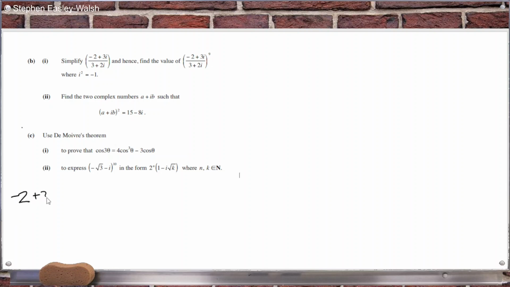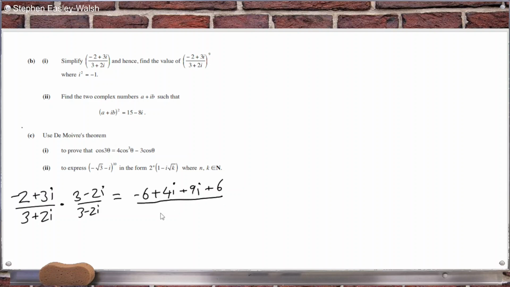Minus 2 plus 3i over 3 plus 2i times 3 minus 2i over 3 minus 2i, multiplying above and below by the conjugate of the denominator. So on the top I get minus 6 plus 4i plus 9i plus 6 all over 9 plus 4. Well, that's promising because the 6's cancel and you're left with 13i over 13, which of course is just i.